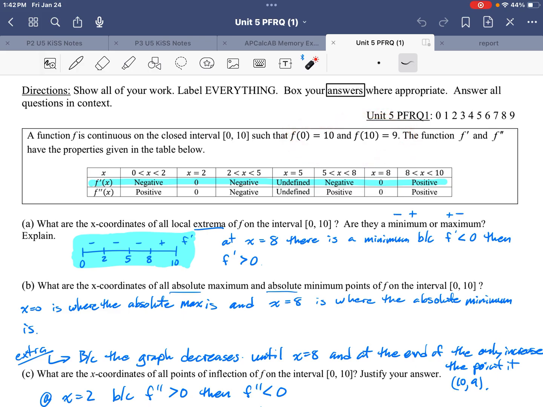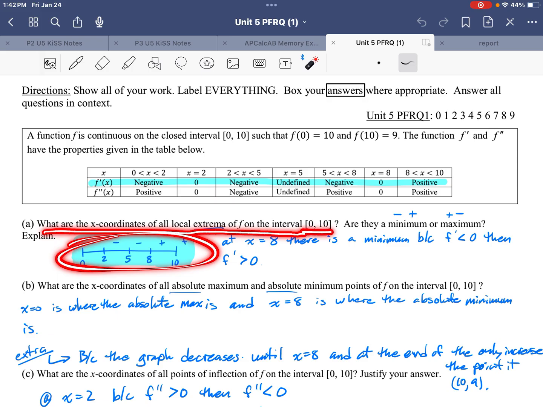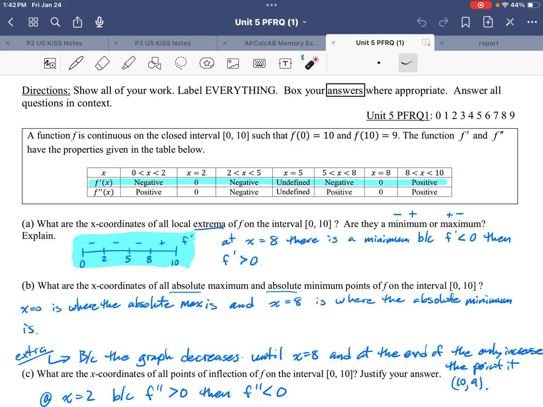Essentially, this is a plus minus graph, just in table form. If you want to draw some lines, you can do it like that. I did it for you right here. What are the x-coordinates of all the local extrema of f on the interval from 0 to 10? It's also right here, 0 to 10. Are they minimum or are they maximum? Local extrema are maxes or mins. They're not absolutes.